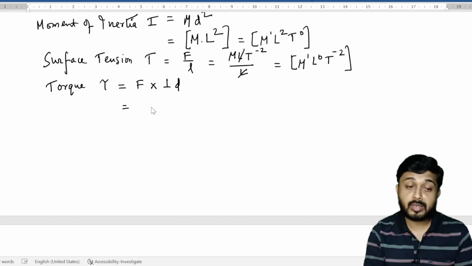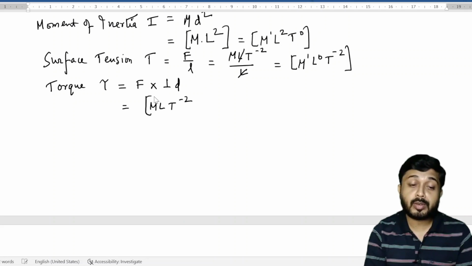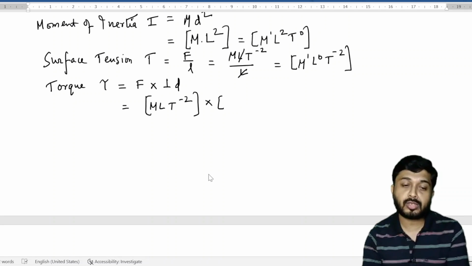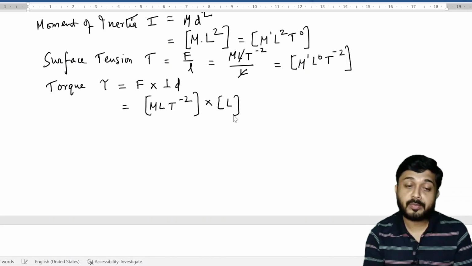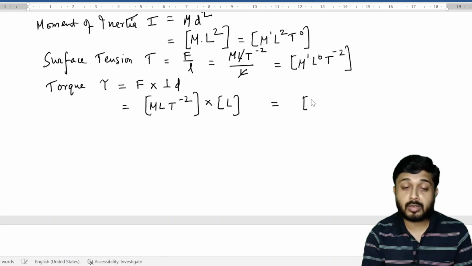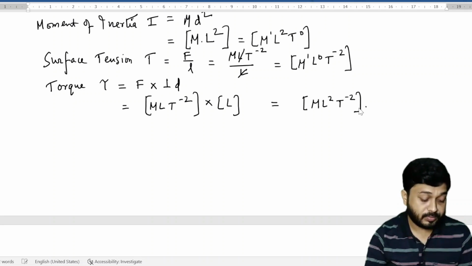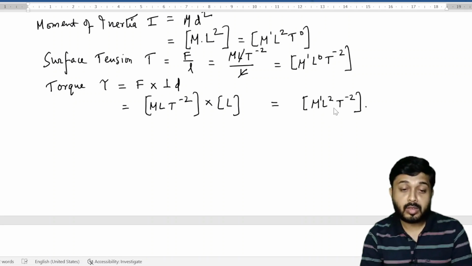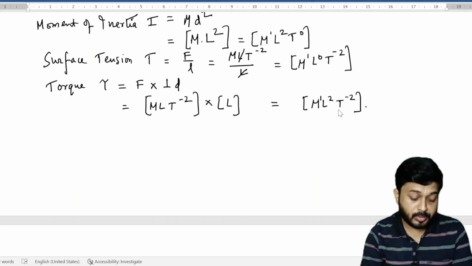What is force? Tell me. What is force? MLT to the power minus 2, isn't it? MLT to the power minus 2 multiplied by d. What is d? d is the perpendicular distance of the point of application of the force from the axis of rotation. That is nothing but L, right? So the formula for torque is going to be M L square T to the power minus 2. Is it clear? M to the power 1 you may also write, no problem. L to the power 2, T to the power minus 2.